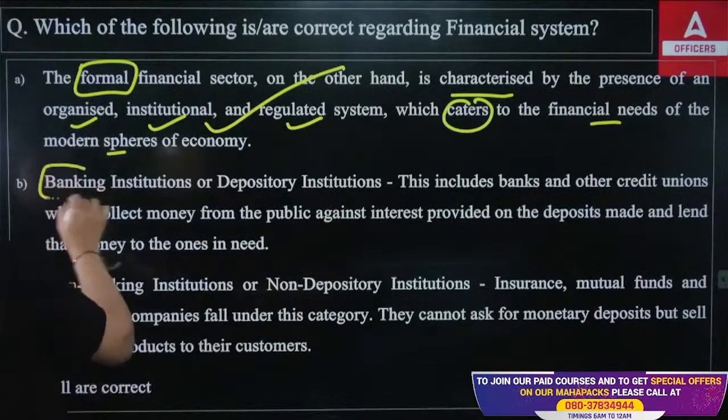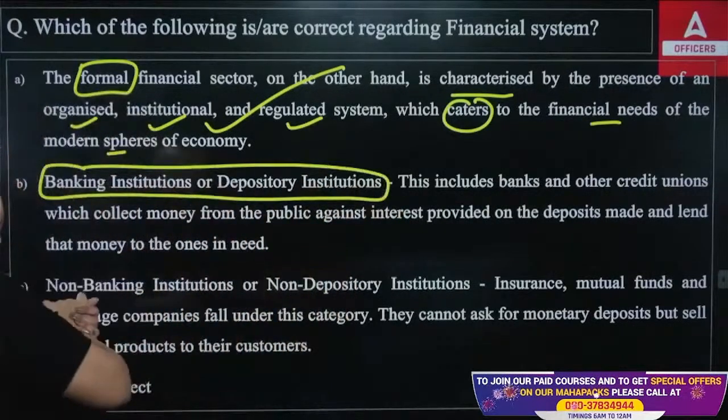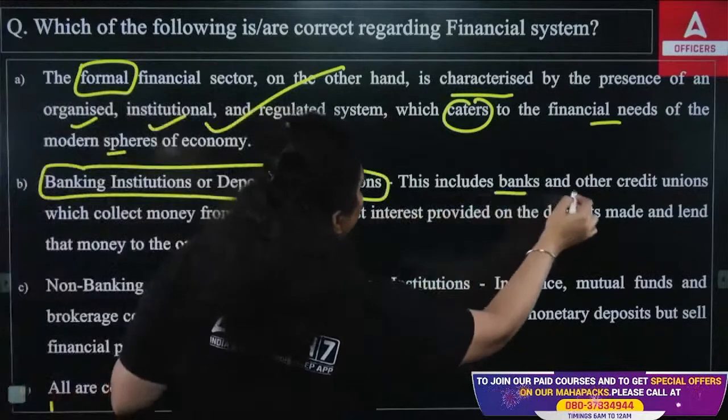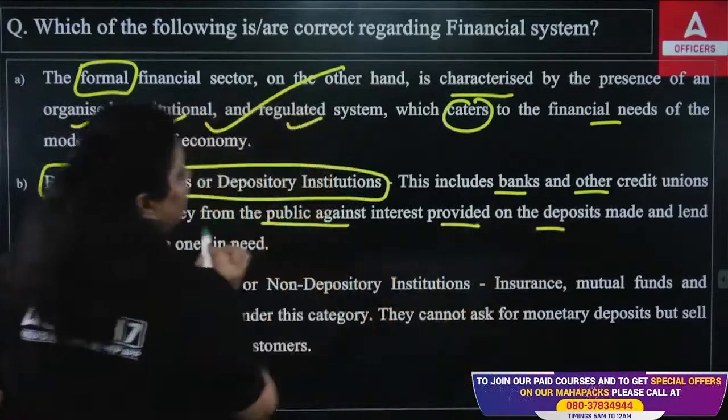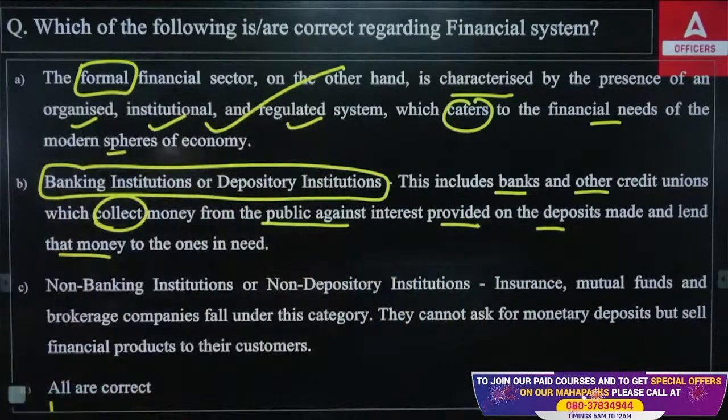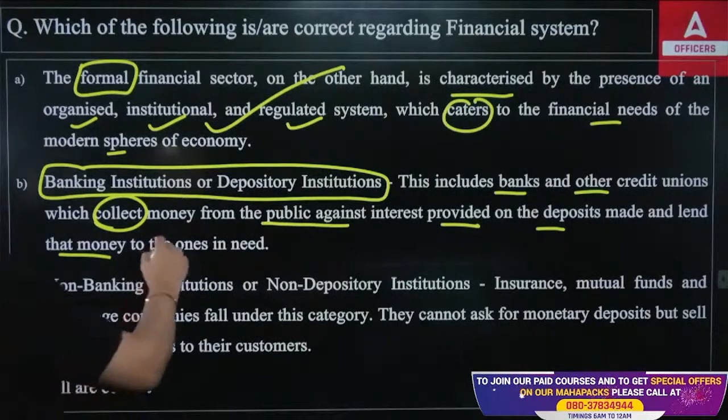Second, banking institutions or depository institutions. These include banks and other credit unions which collect money from the public against interest provided on deposits made, and lend the money to those in need. Simply, we are talking about banking or depository institutions, which are allowed to accept deposits from the public, and then use that money for investment or lending purposes. So this is also true.